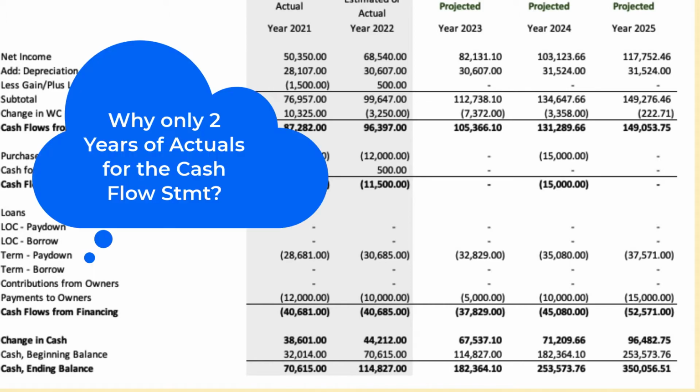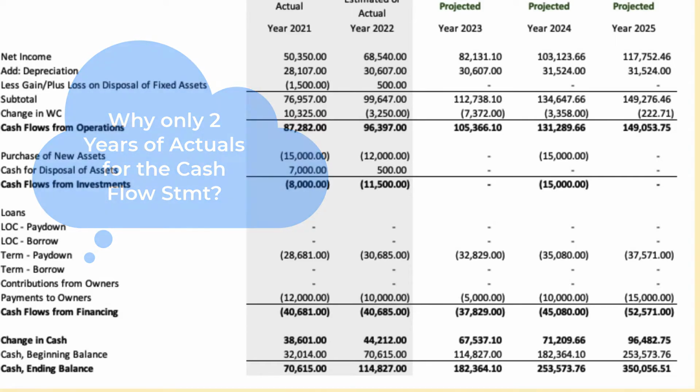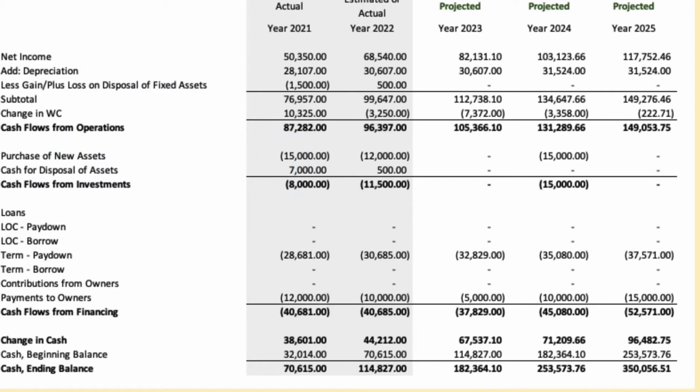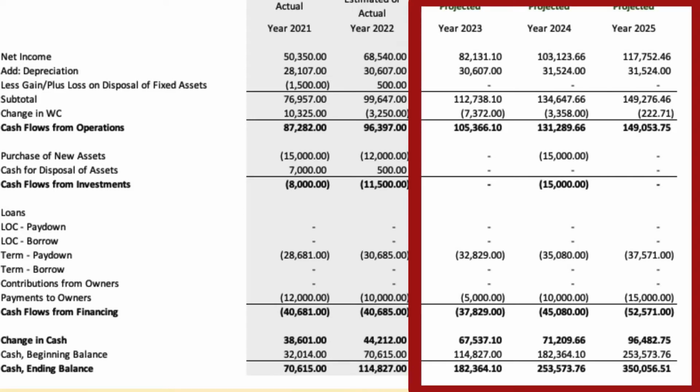Now you might wonder, why are we only showing 2 years of actuals when the balance sheet and the income statement pages had 3 years of actuals? That's because to calculate much of the cash flow statement, you need to compare 2 years against each other. And so if you have 3 years of data, you can only get 2 years of cash flow statements. Regardless, we have the projections for the next 3 years.